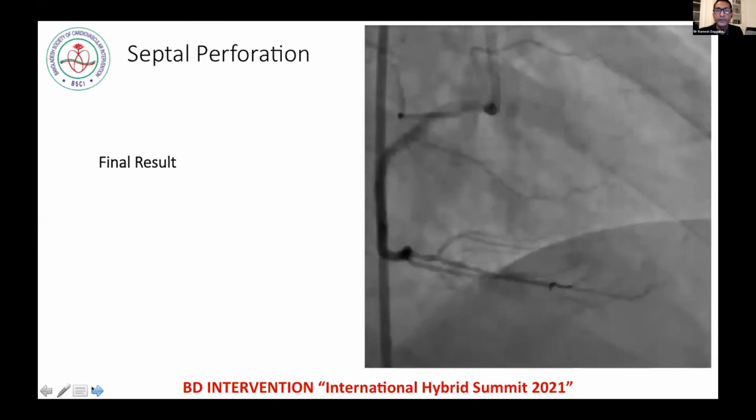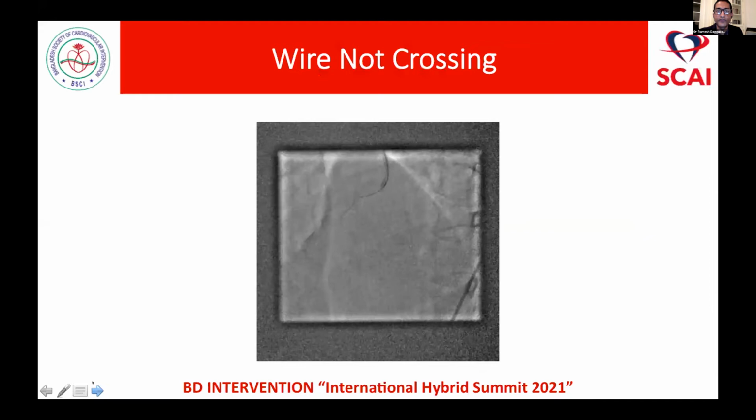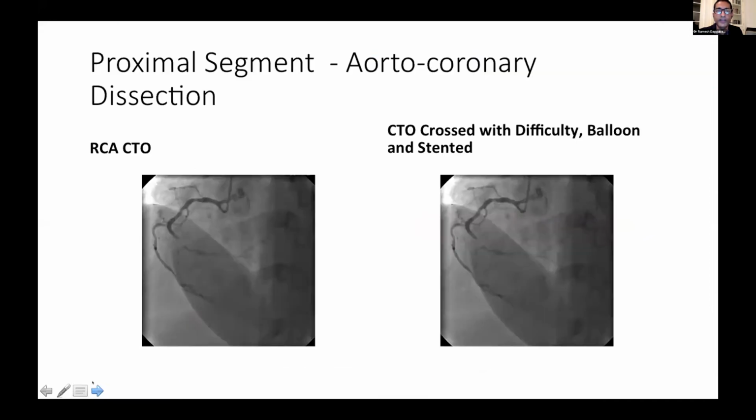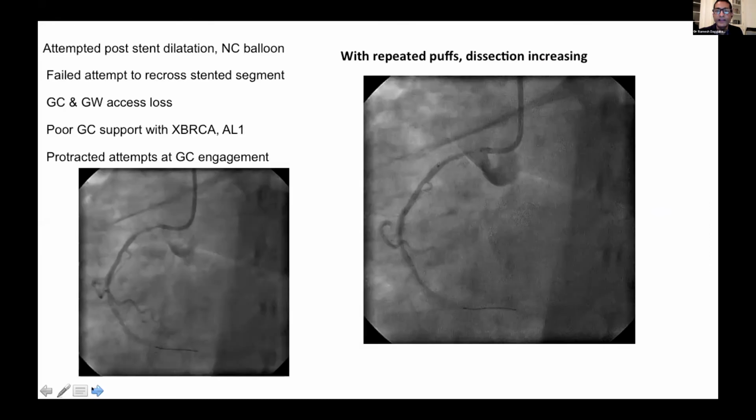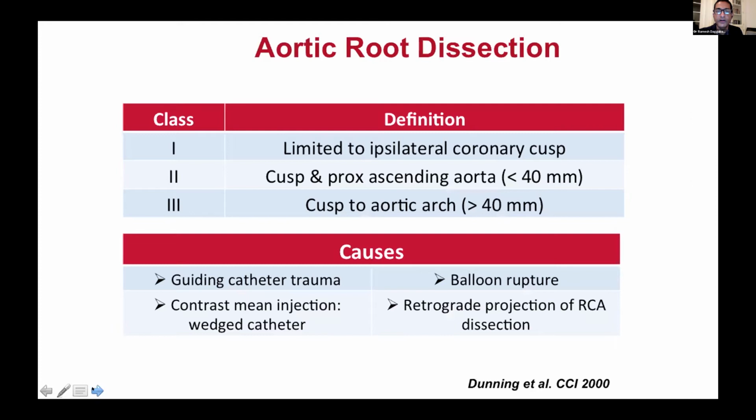So another septal perforation, which had to be treated compared to the first one. Here, in this patient, the RCA CTO wire was not crossing, and multiple attempts were made, deep seating the guide, and ultimately there was aortic dissection, and with repeated puffs, the dissection kept increasing. But immediately, the cure is trying to stent the proximal RCA to aortic junction.